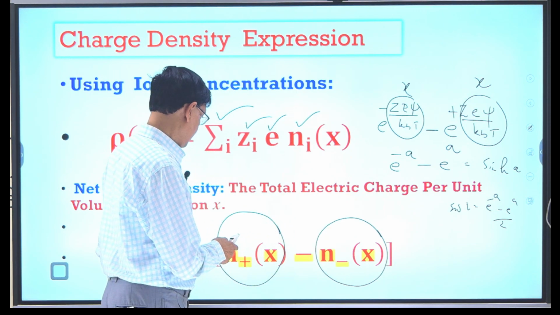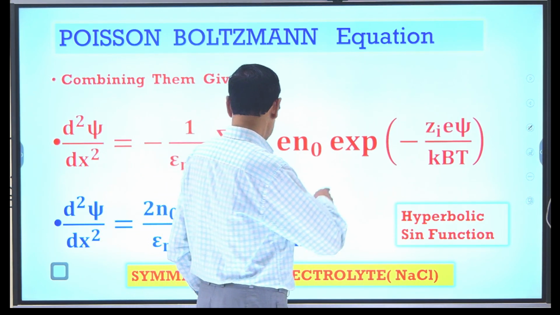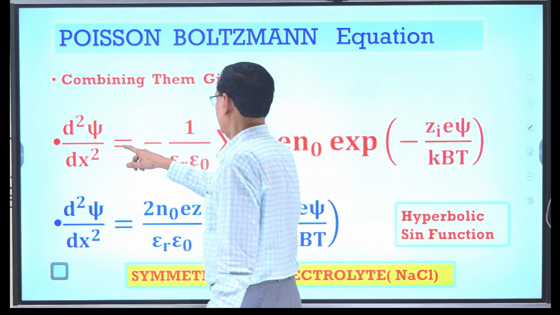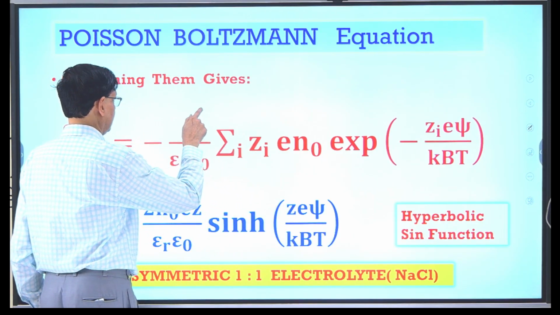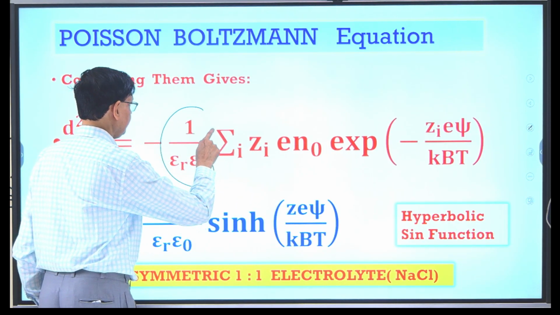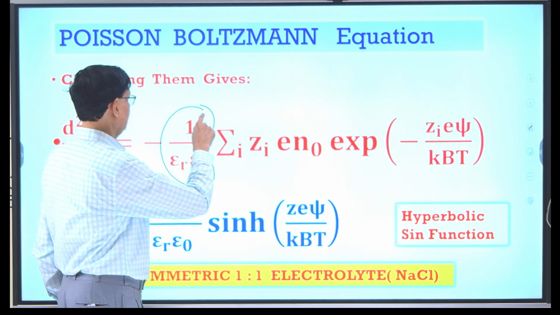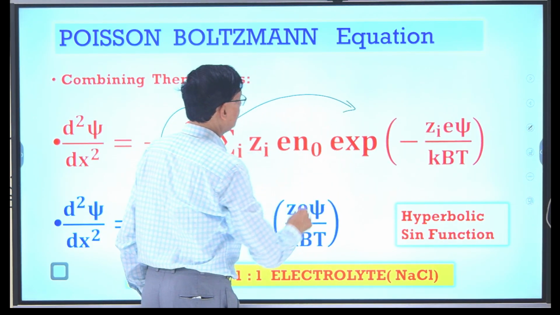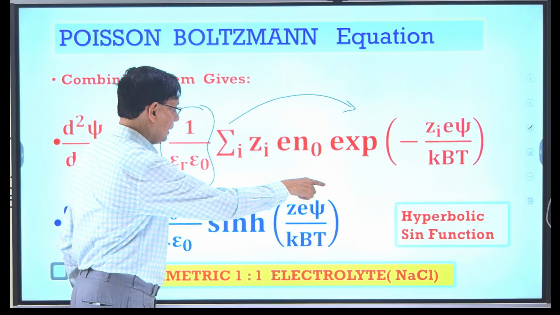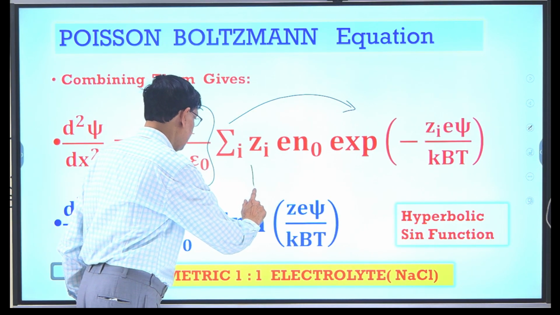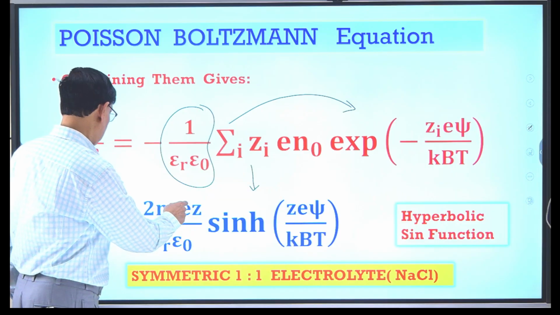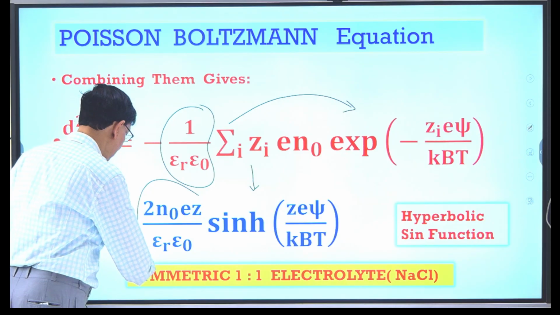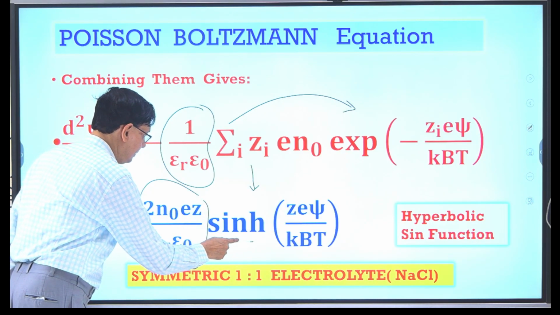So if I write like that, I am getting this: this is the common part and this part is the rho part. And also the hyperbolic sine function, and from that we will get this: 2 n0 z e, and sinh of z e psi over k T.